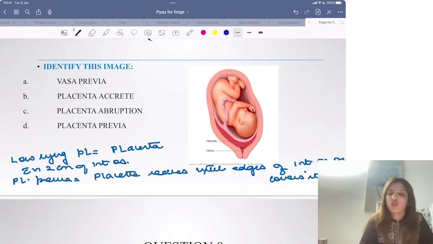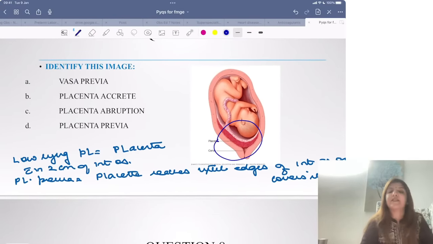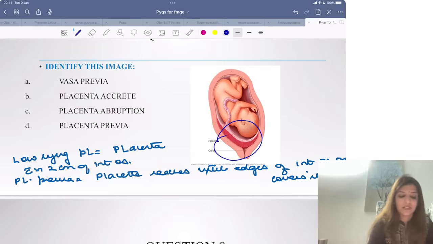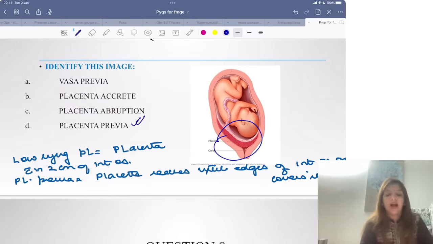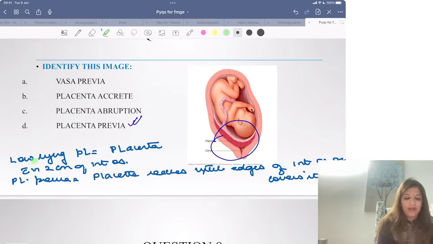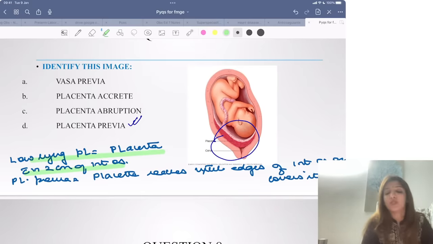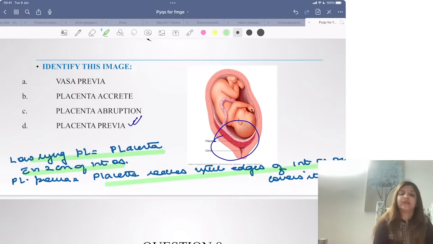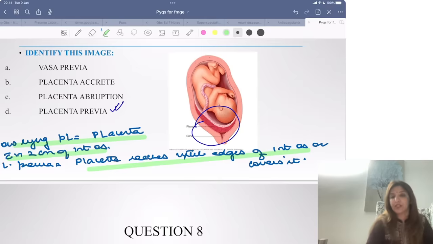Identify the image. Now, in this image, it is very clear what you are seeing. You are seeing that the placenta is covering the os, and because the placenta is covering the os, this is a case of placenta previa. Nowadays, we do not use type 1, type 2, type 3 or type 4 placenta previa. Nowadays, we use only two terminologies, low-lying placenta and placenta previa. What does low-lying placenta mean? Low-lying placenta means the placenta is within 2 centimeters of the internal os, but it is not touching the internal os. Right? And what does placenta previa mean? The placenta reaches up to the edges of the internal os or it covers the internal os. That is placenta previa. Right?